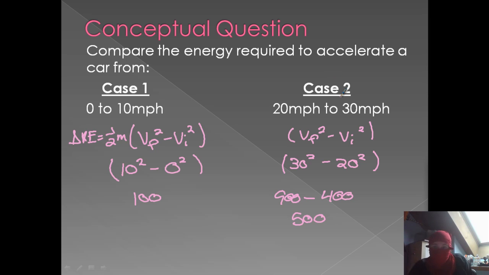So you can see it's going to require more energy to accelerate a car from 20 to 30 than it does from 0 to 10, even though it's only changing by 10 in both cases. That's because these are squared. If these squares weren't there, it'd be the same. But they're there, so we have to deal with them. So it's going to be more energy after you're already moving to accelerate.